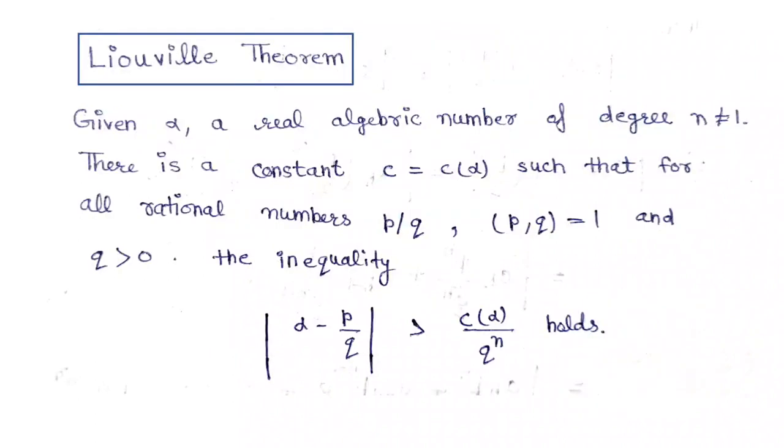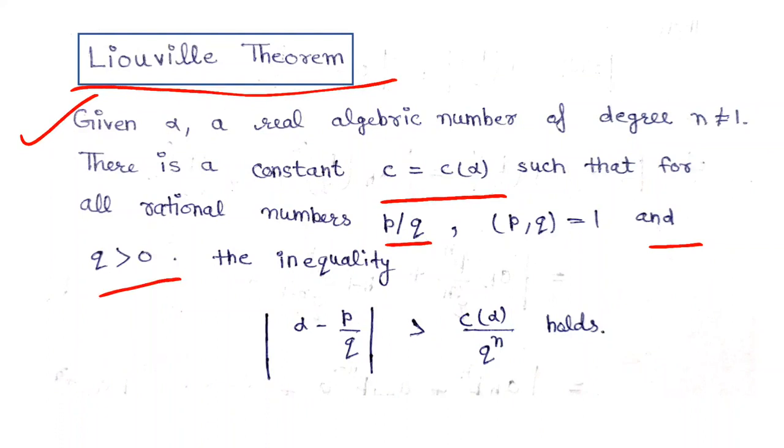Today I will discuss Liouville's theorem. Now let's start. The statement of this theorem is: given alpha, a real algebraic number of degree n not equal to 1, there is a constant c equal to c of alpha such that for all rational numbers in the form p by q, where p and q are co-prime and q is greater than 0, the inequality mod of alpha minus p by q is greater than c of alpha divided by q^n holds.